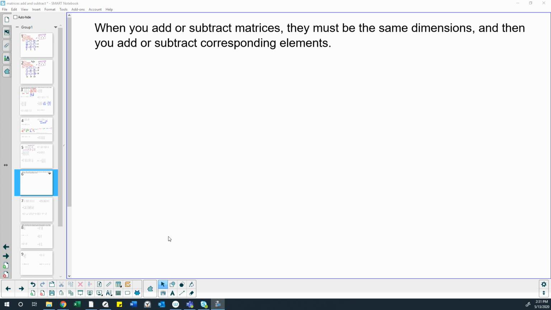When we add or subtract matrices, they must be the same dimensions, and then we add or subtract corresponding elements according to what the problem tells us to do. Let's look at an example.